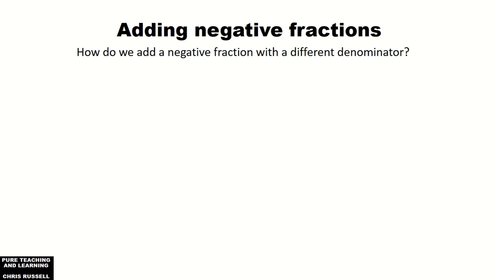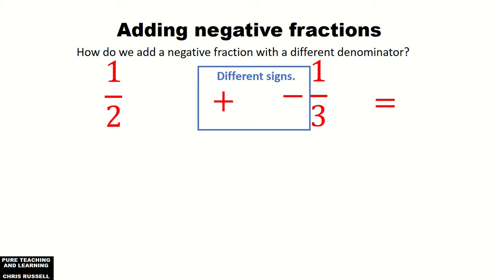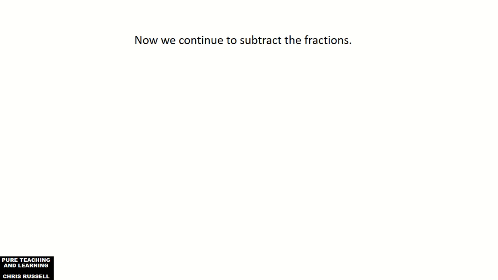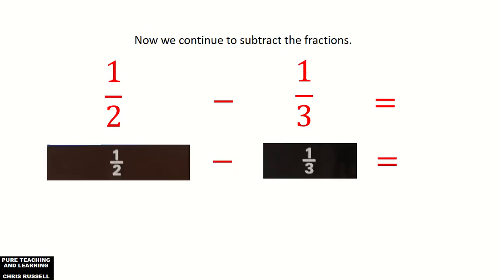Adding negative fractions. How do we add a negative fraction with a different denominator? We have a half add negative 1/3. In this case, they're different signs. Just like what you saw before, if they're different signs, it ends up being a subtraction. So a half subtract 1/3. Now we need the same denominators, and then we continue to subtract the fractions.